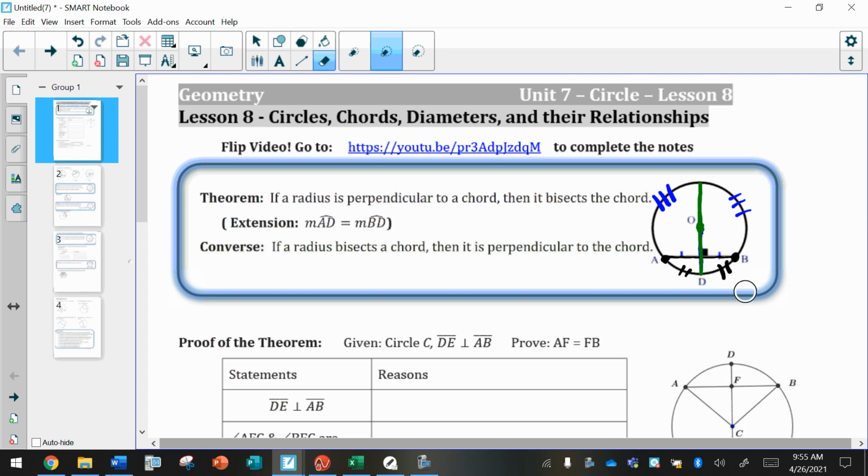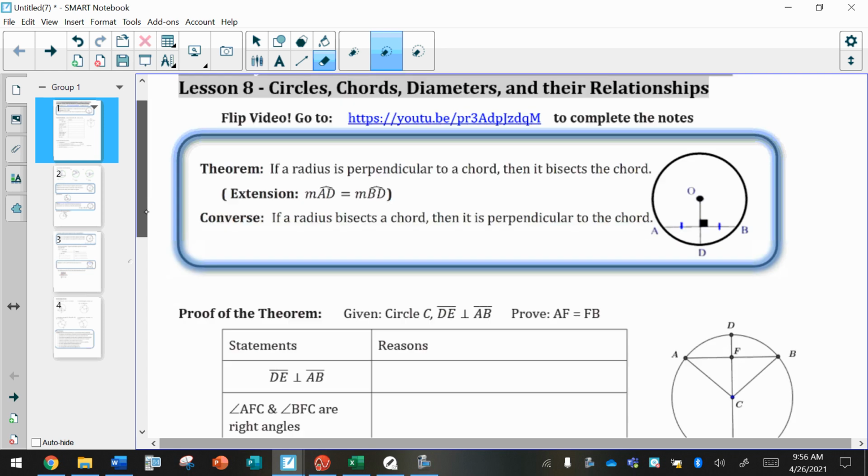Now, this theorem can be used in either direction. If you know the radius is perpendicular to the chord, then it bisects the chord. So if you knew the radius is perpendicular first, your conclusion will be the chord is bisected. If you are told that the radius bisects the chord, then your conclusion is that they are perpendicular, because the only way a radius can bisect a chord is if it's perpendicular.